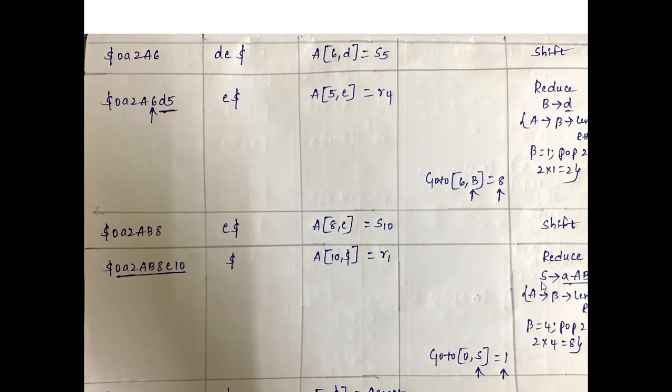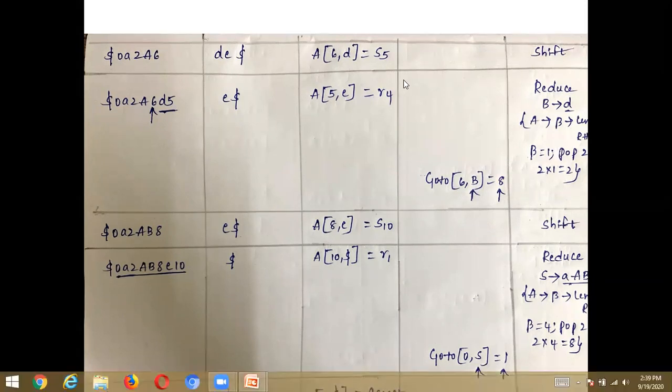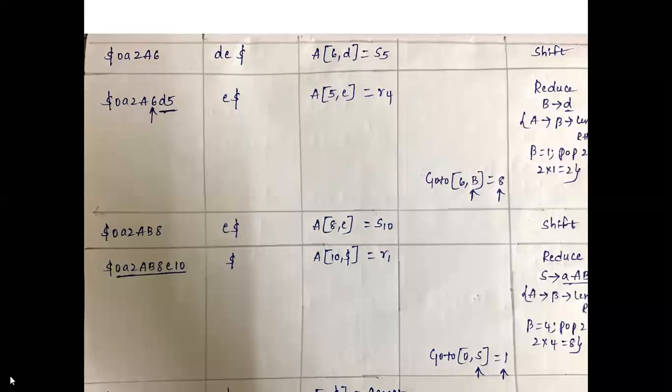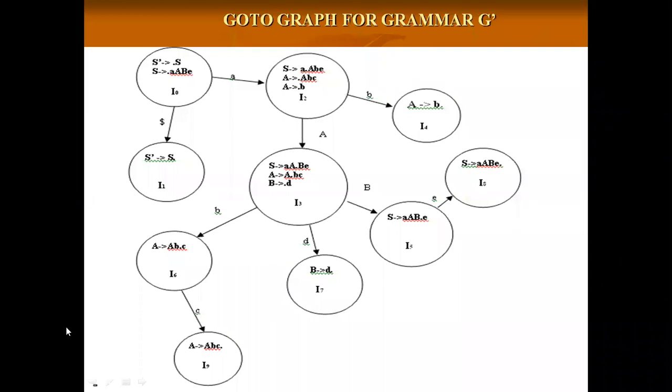And what is A here? Yes. 0 with S is 1. Right. 0 with S is 1. Now push this S and 1 onto the stack. Now my stack contains 0S1.